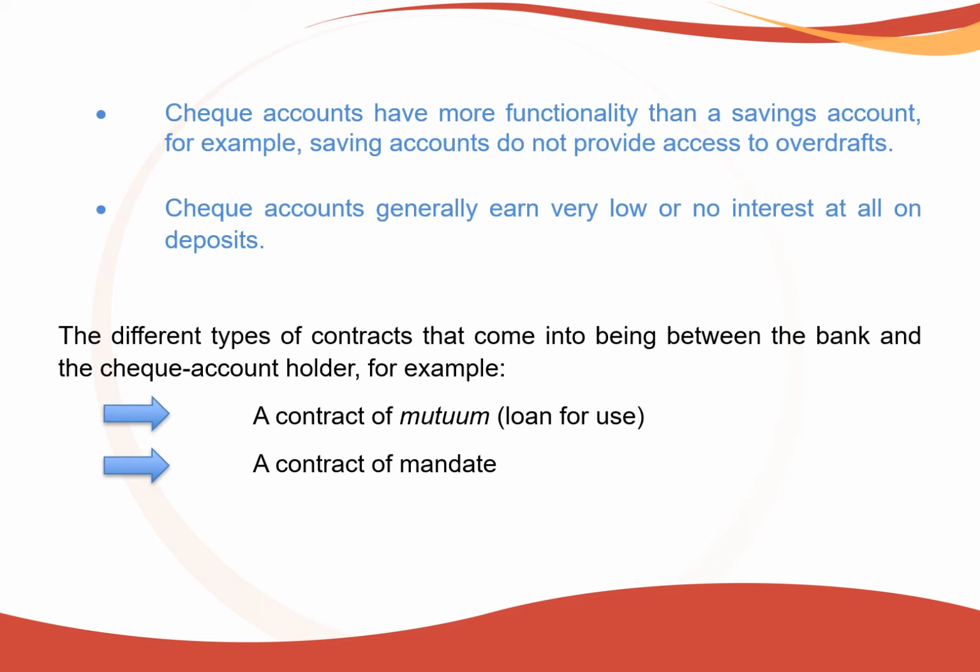The different types of contracts that come into being between the bank and the cheque account holder are a contract of mutuum or loan for use, in terms of which the bank borrows the first deposit and undertakes to borrow further amounts that will be deposited. And also a contract of mandate, in terms of which the bank undertakes to carry out payment instructions on behalf of the customer, for example, stop orders or debit orders.